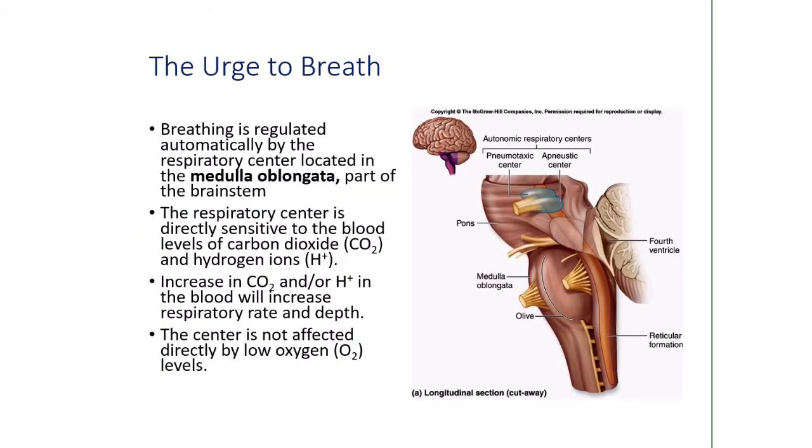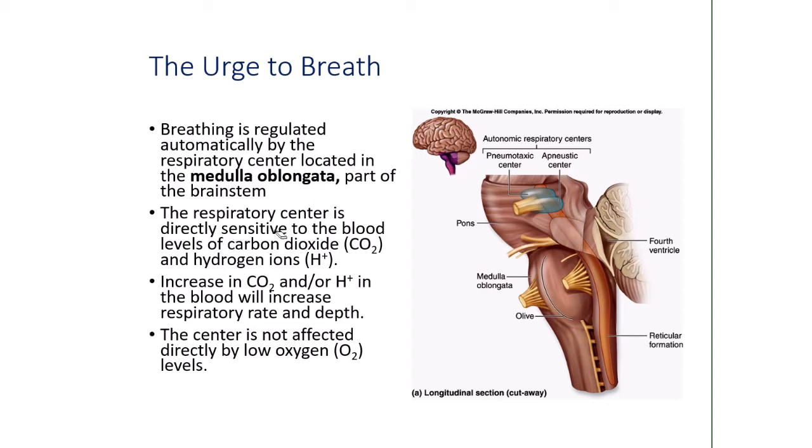Let's talk about the urge to breathe. If you hold your breath long enough, eventually you're going to give in and start breathing again. So what triggers that urge to breathe? You have a breathing center located in the brainstem, a part of the brainstem called the medulla oblongata. We'll learn more about that in the nervous system unit later on, but that's where the breathing center is.